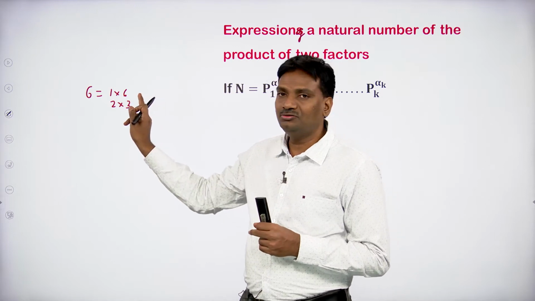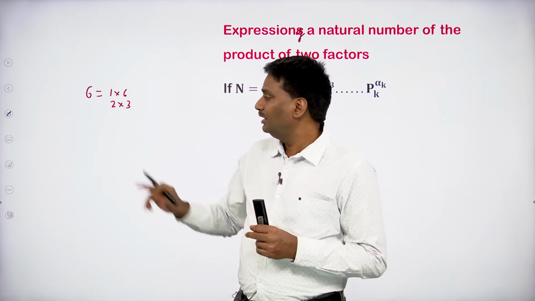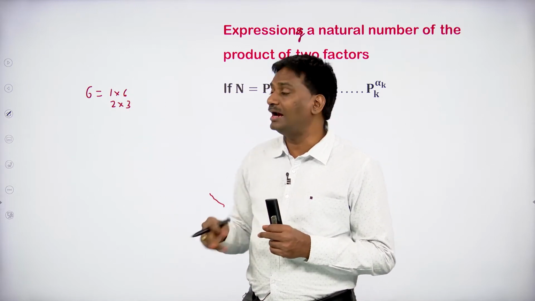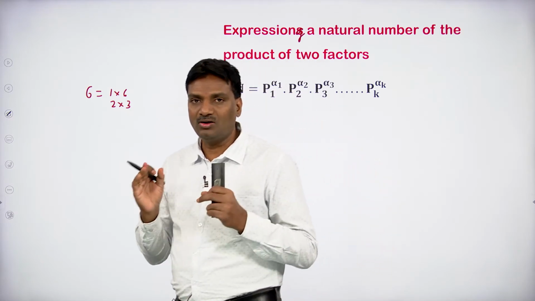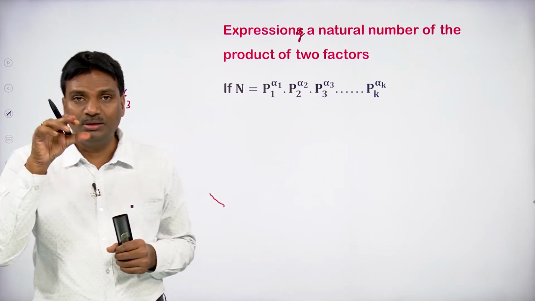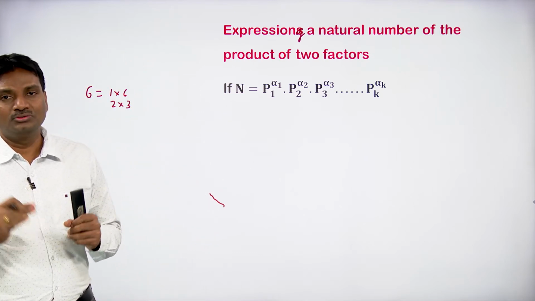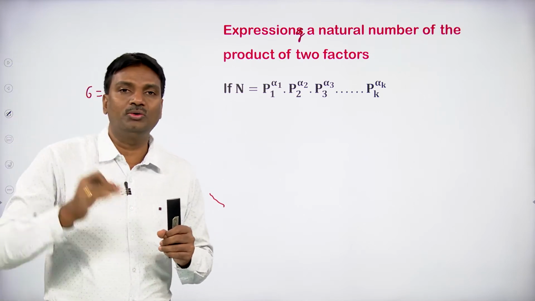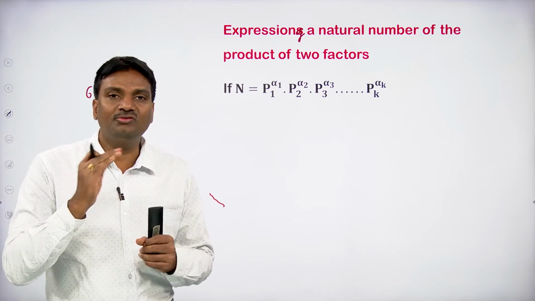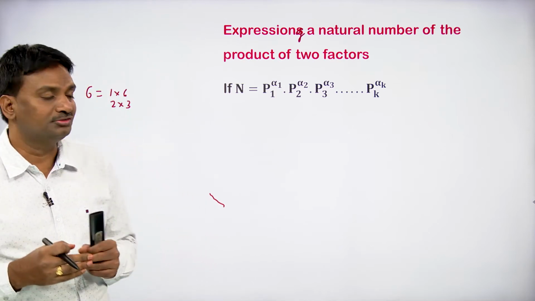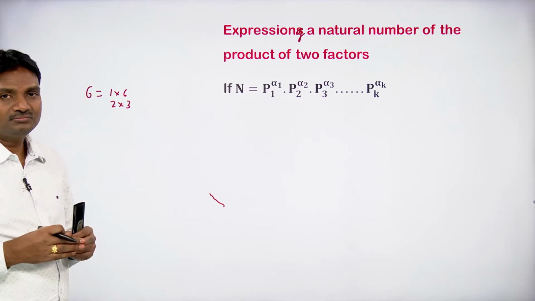If you write 1 into 6, do not write 6 into 1. If you write 2 into 3, then do not write 3 into 2, because 1 into 6 is nothing but 6 into 1, and 2 into 3 is nothing but 3 into 2. So, if you write 3 into 2, then do not write 2 into 3. If you write 6 into 1, then do not write 1 into 6. Here 6 is the small number.